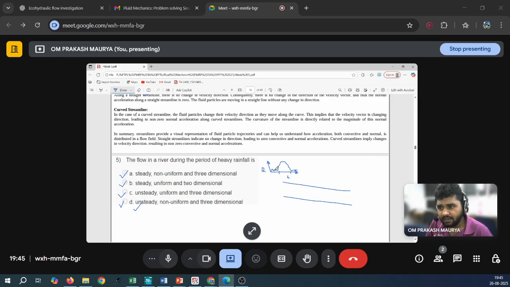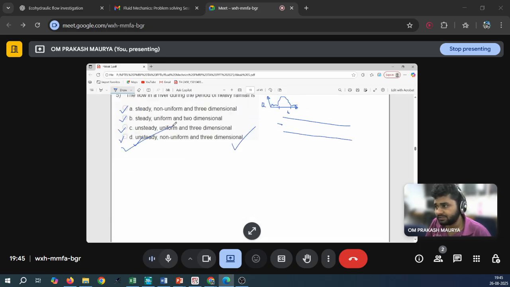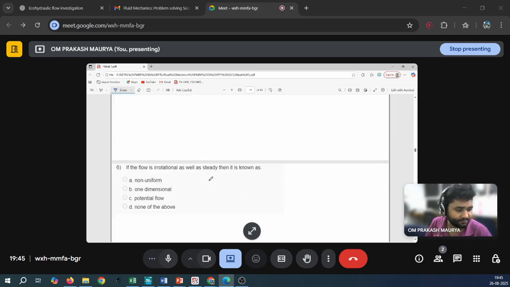As discharge is changing in the same river, what will happen? With respect to time, your flow velocity, everything is changing, so unsteady. Definitely it will be non-uniform, because the discharge is increasing over the period of time, and in the heavy rainfall there is a lot of turbulence, so of course, three-dimensional flow. So option D will be correct here, remember.